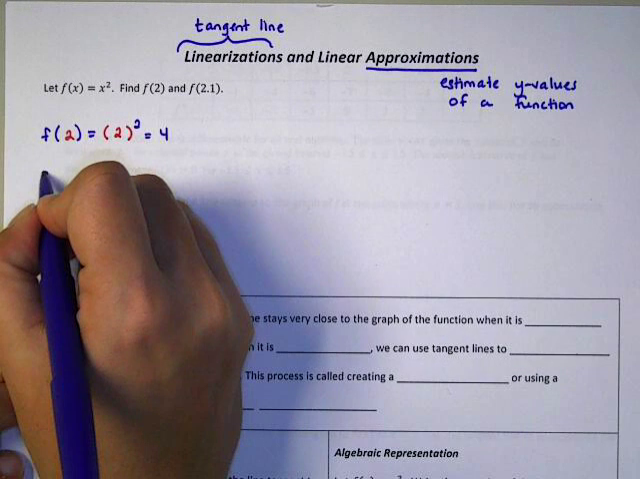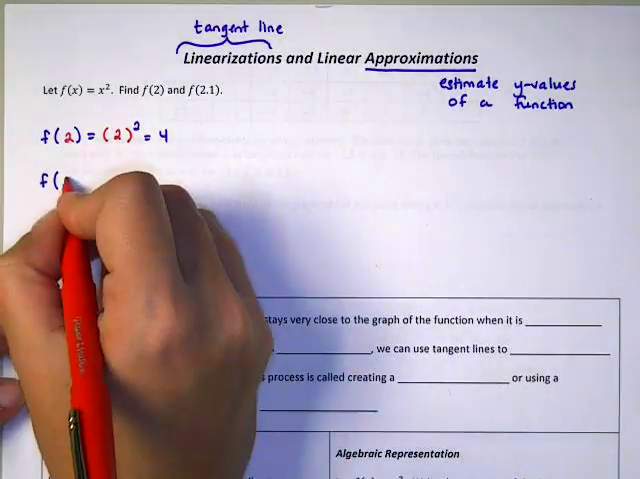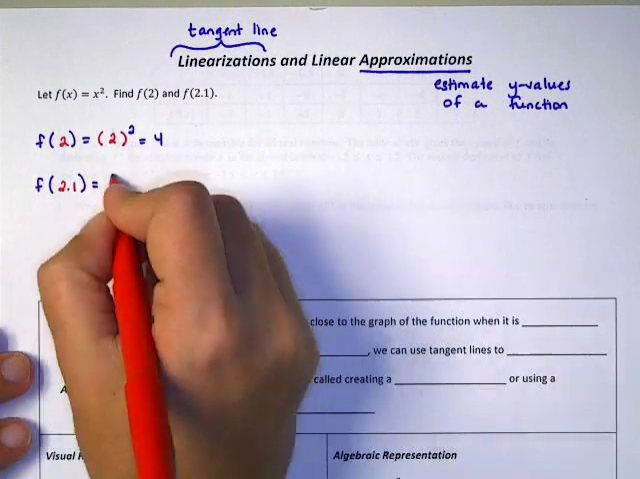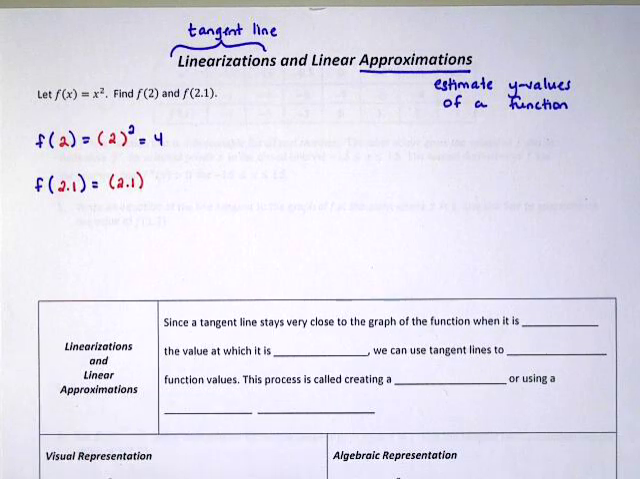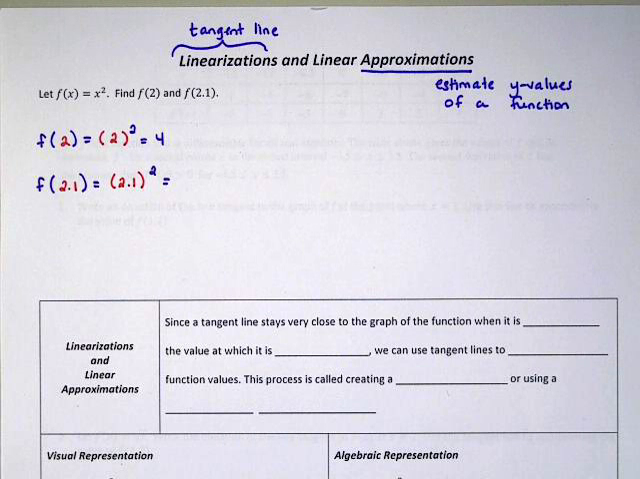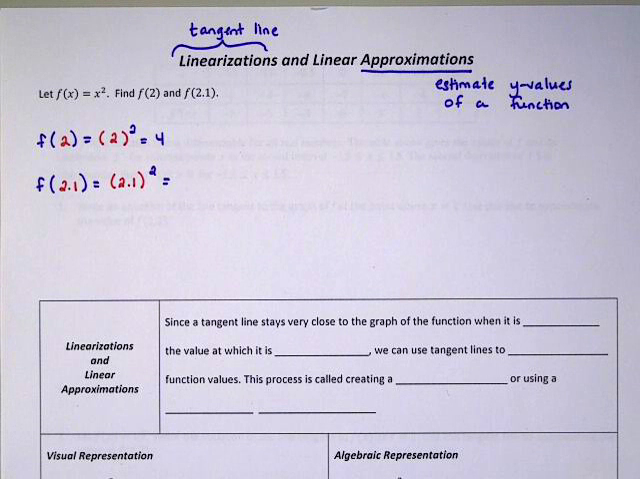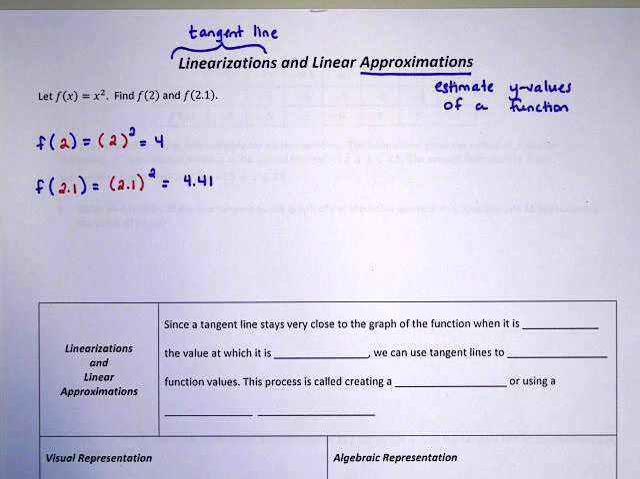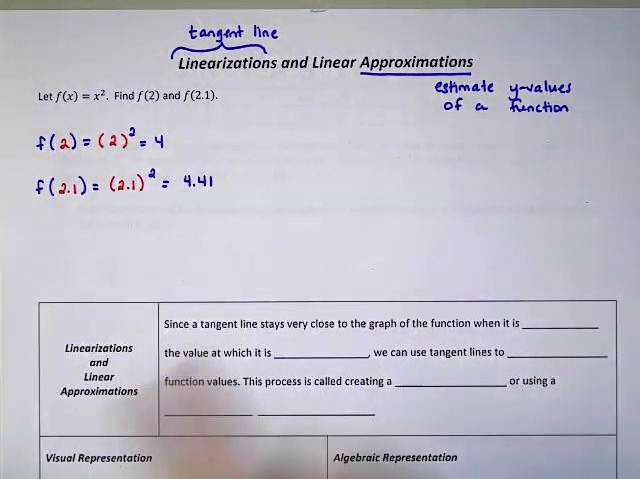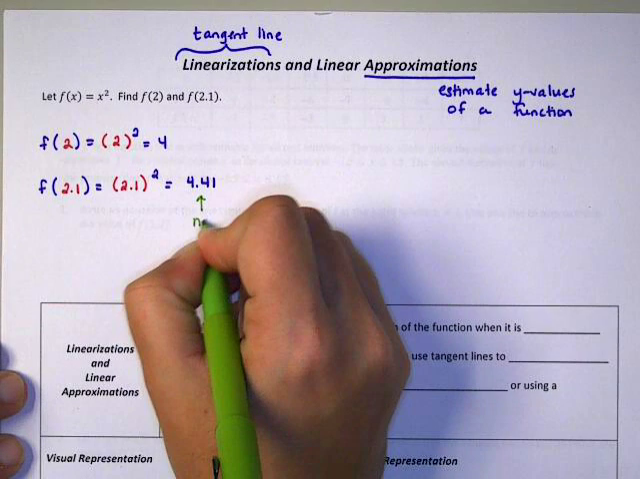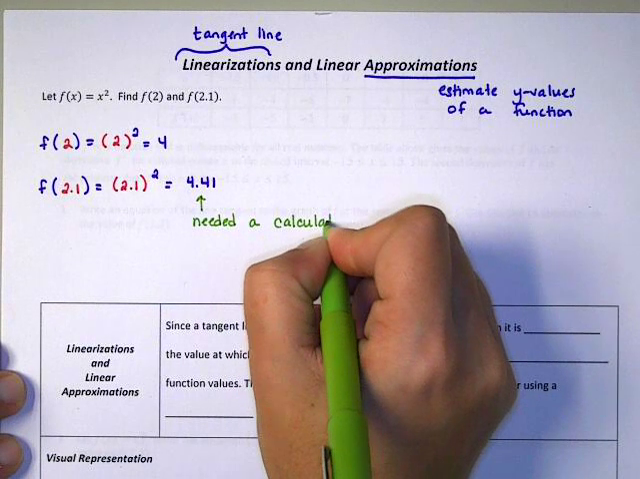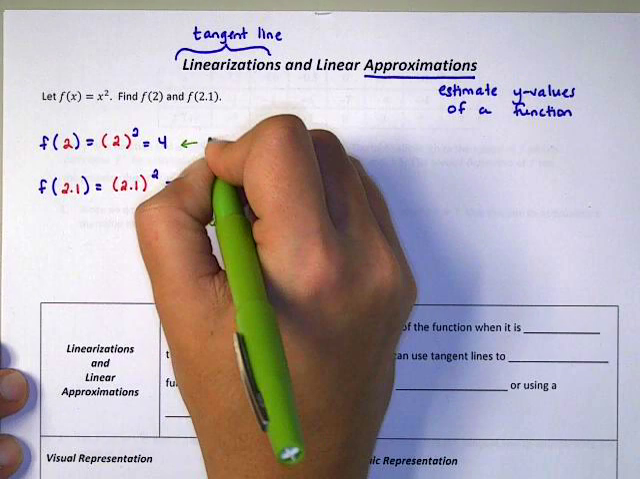However, finding f of 2.1 is a little bit more complex. I don't happen to know the value of 2.1 squared off the top of my head, so I would definitely need to use a calculator here. I'm going to type this in on my calculator, and it gives me 4.41. So this is a value that I would need my calculator for, and f of 2 is a value where I did not need a calculator.